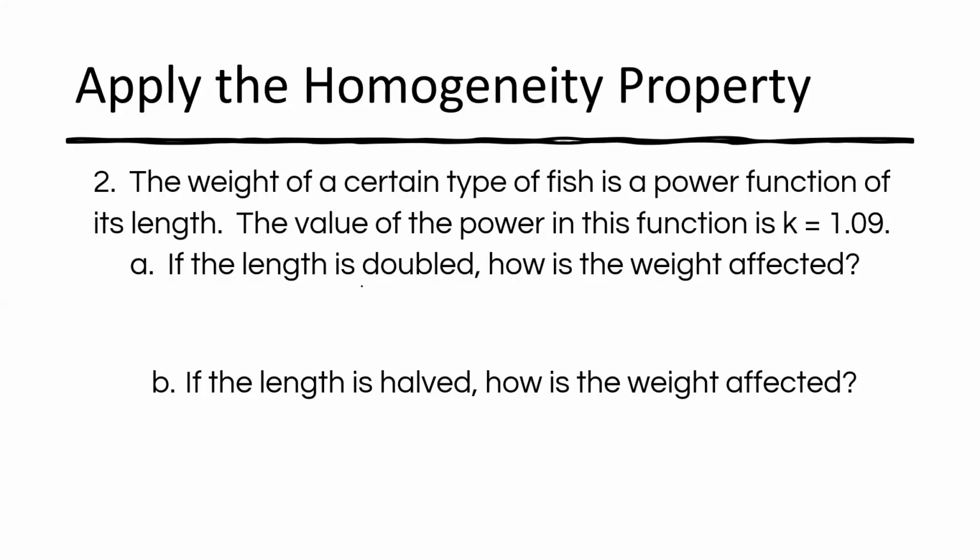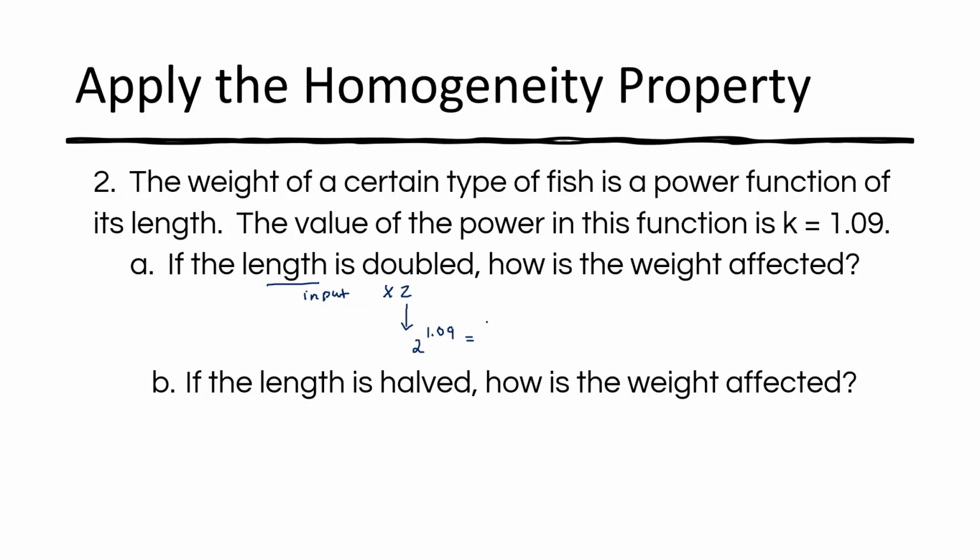So it tells me here if the length is doubled. So this length is input. And if doubled would be times 2. So the input is being multiplied times 2. So what I'm going to do is I'm going to take that 2 and I'm going to apply the exponent 1.09. And I'm going to put that on my calculator.